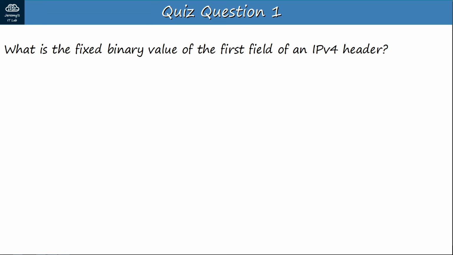What is the fixed binary value of the first field of an IPv4 header? A. 0010, B. 0110, C. 0001, D. 0100. Pause the video to think about your answer.